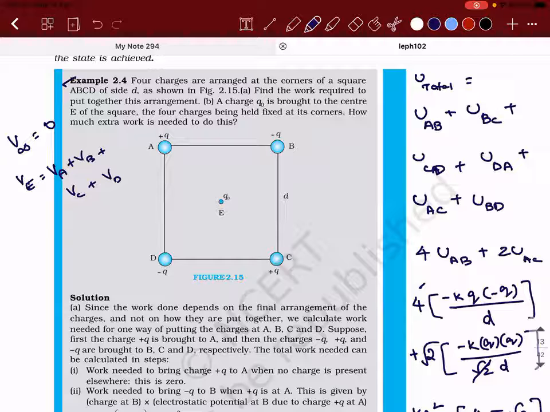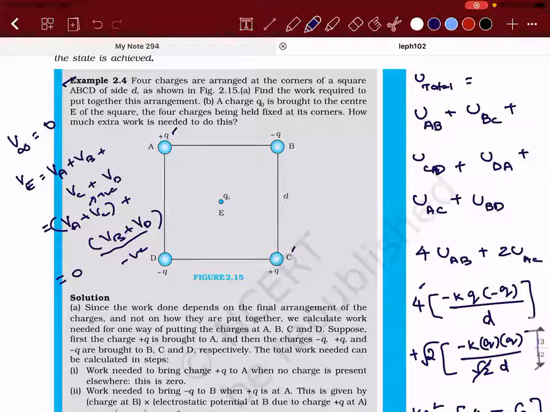Out of all this, which one will have equal values? VA is positive, VC is positive. So can I write this as a combination of VA plus VC plus VB plus VD? VA plus VC will give you a positive value and VB plus VD will give you a negative value. Both are of equal magnitude but opposite in sign. So the total potential at point E will be 0. Initially the point where it was present had 0 potential. Final point had 0 potential.